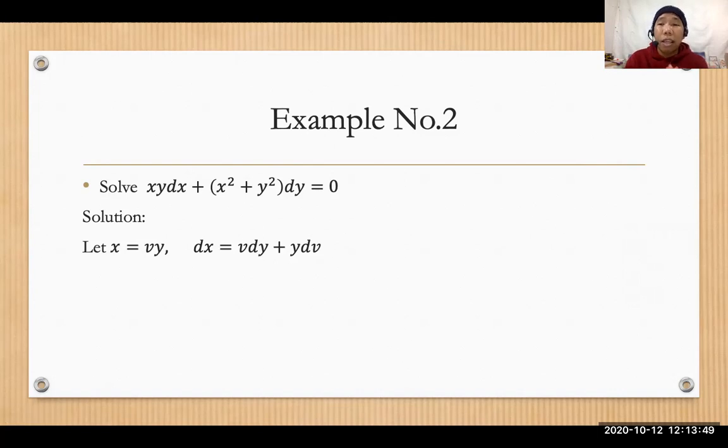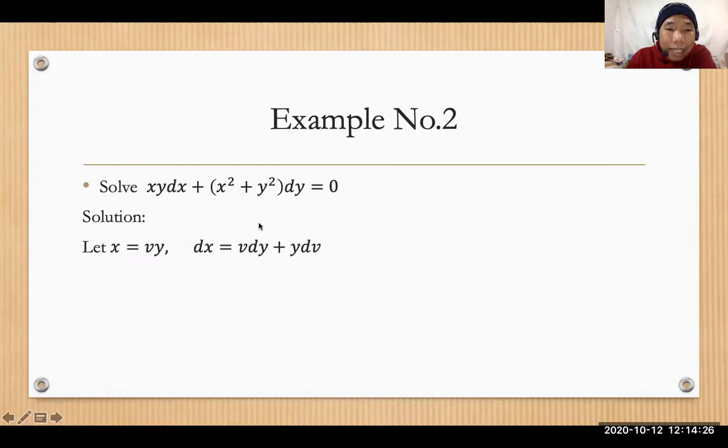Okay, but if, for instance, the coefficients have the same number of terms, like dx has two terms and dy has two terms, you can, of course, select y equal to vx. That's one that we can use in our solution if it happens to contain two terms, for uniformity purposes. But in this case, I'm going to use x equal to v times y.